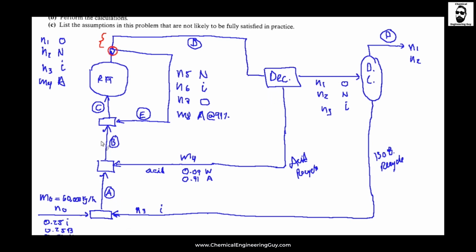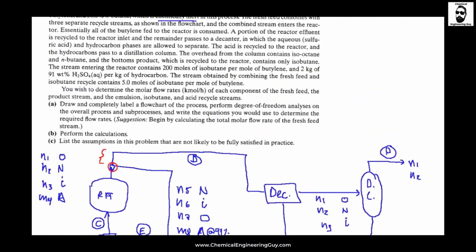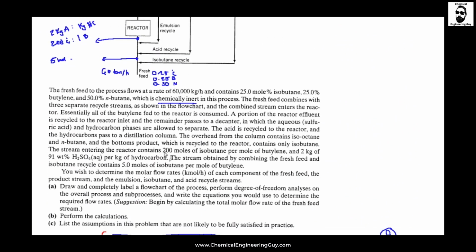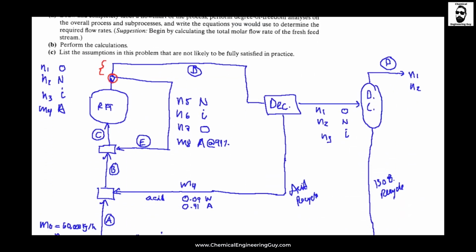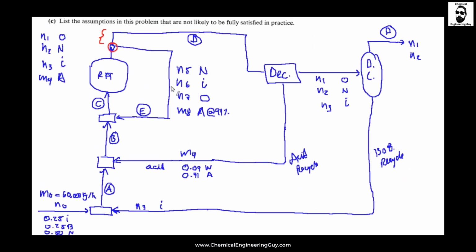We have A, B, C, D, and E flows plus product flow. Let me write some notes that we are mixing. We have these notes about 200 moles and 2 kilograms here, 5 moles. So the idea, please guys, is to understand this. Let me do a small explanation. You have N-butane that gets mixed with isobutane.